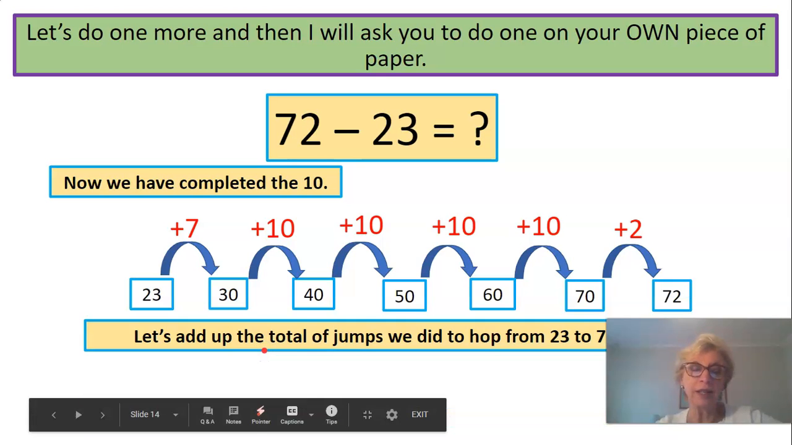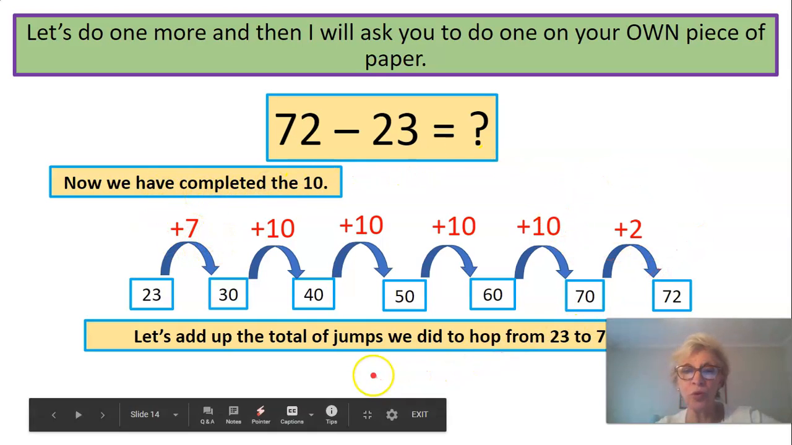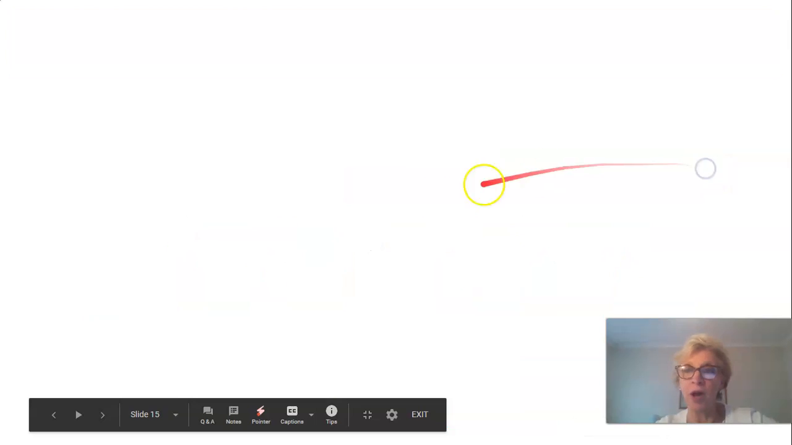And if we add up the total jumps in red, starting from my tens, to see what the difference is between 23 and 72 by jumping up, it's 10 plus 10, plus 10, plus 10 is 40, plus 7 is 47, plus 2 is 49. Well done, smart, smart, smart.